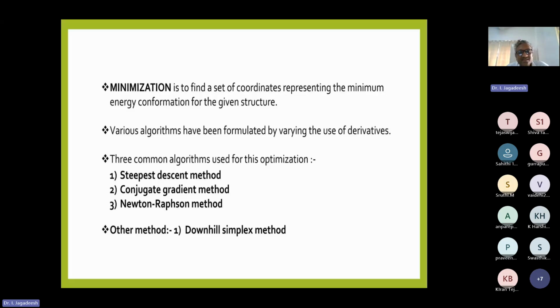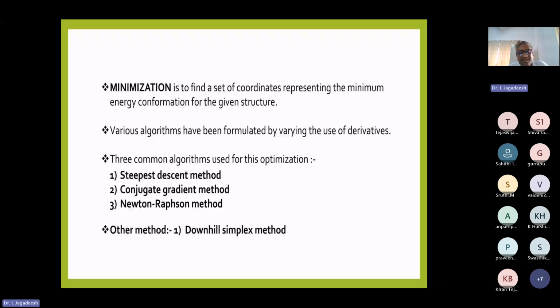The second method is the conjugate gradient method. The third method is the Newton-Raphson method. So other methods are also available, that is the downhill simplex method. In our reiterations, we are going with a one-by-one step down, and you are going from up to down.